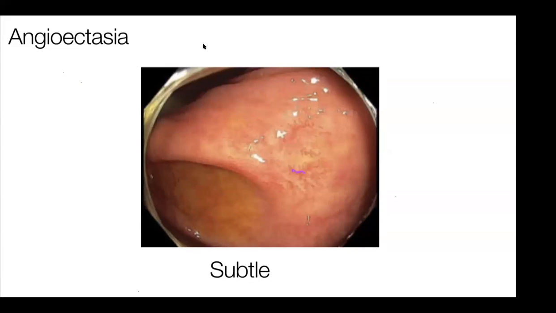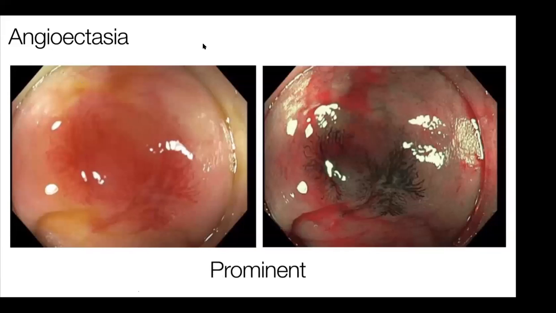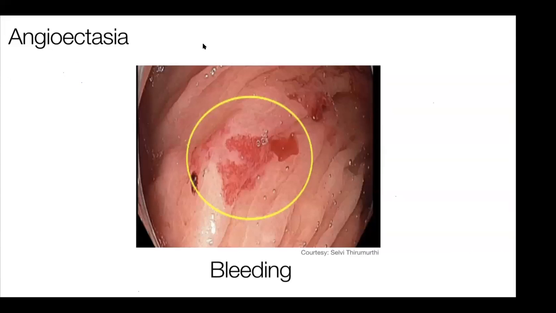Another subtle lesion, right? A little bit here, a little bit of changes there. And in this case, it is very obvious that we saw. And then this is another lesion that Selvi shared with me. This is angioectasia, and there was active bleeding that you see here, right? So you can have angioectasias in different forms.